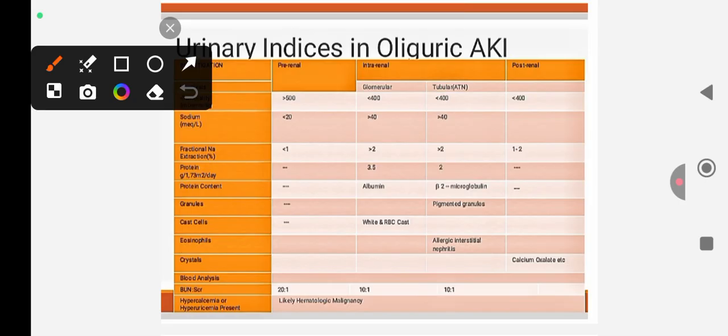Then the blood urea nitrogen to serum creatinine ratio is quite high for prerenal because the body is absorbing all sources of solutes, including urea, so that it can bulk up or increase blood volume. But it's quite low for the other types of AKI.